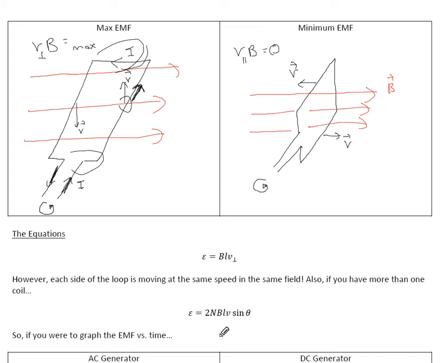So because we have the left and right side, it's multiplied by 2 for this generator or motor. And usually we don't have a single loop of wire. We have loops and loops and loops of wire, so we multiply by the number of loops, N. And then we have our B L V, and at different points of the rotation, that's where we get the sine component.